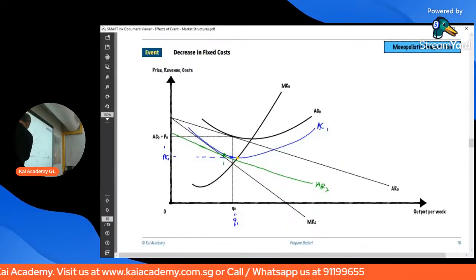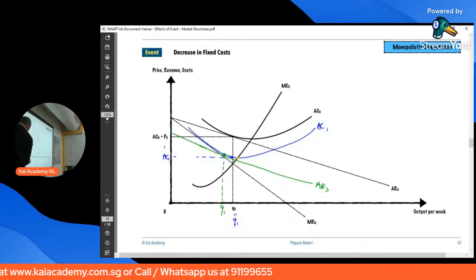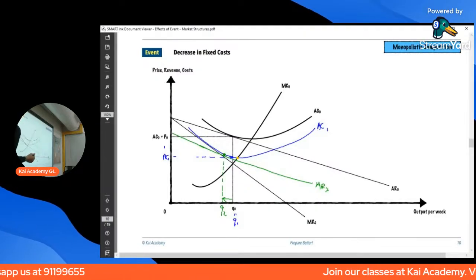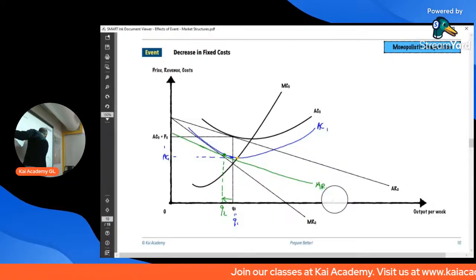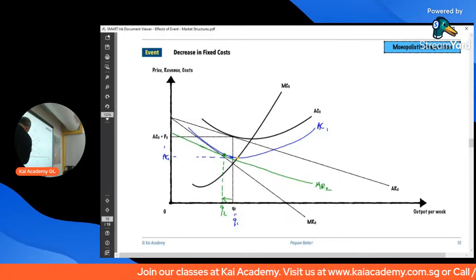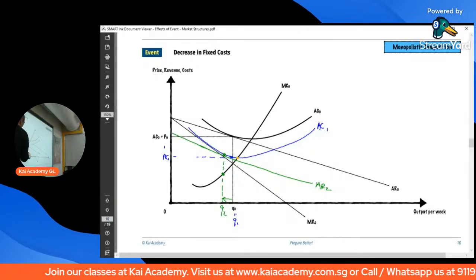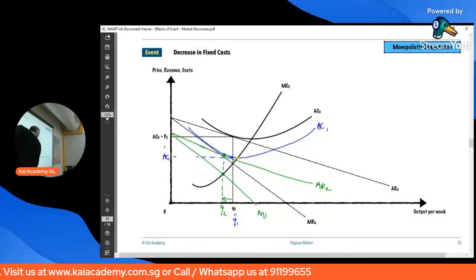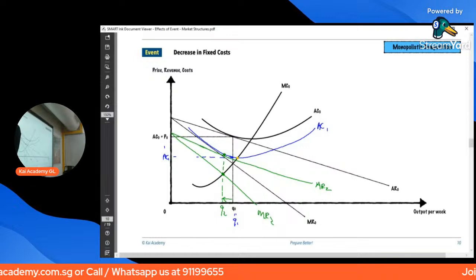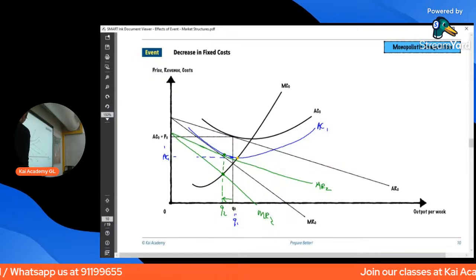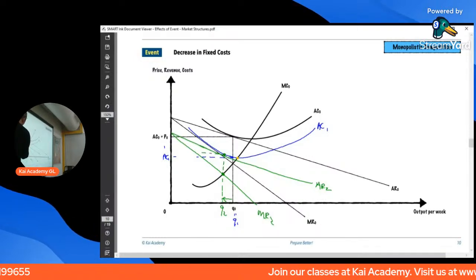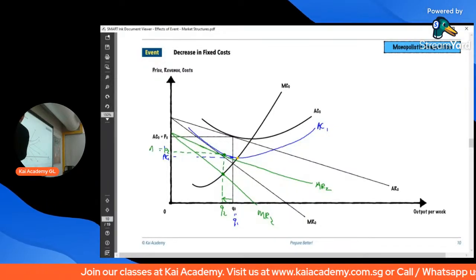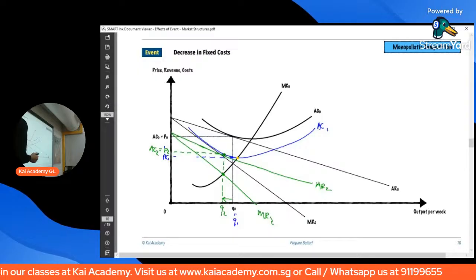Okay, so once I have this, I can mark out my Q2. Now, can you see where to draw MR2? MR2 must cut through the point here, right? Where MR and MC intersect must give us the correct Q2. So you have your MR2 here. Right, so then you have your P2, AC2. Then we get normal profit.